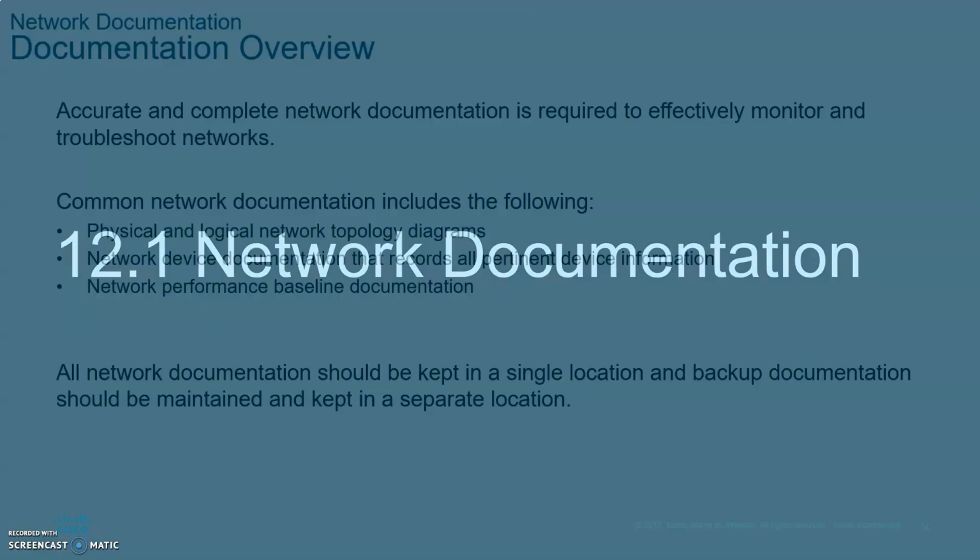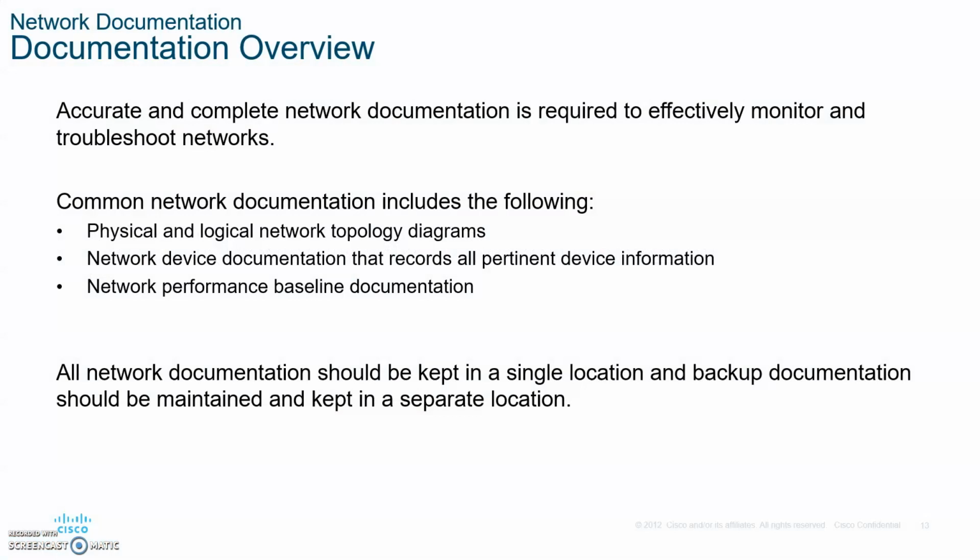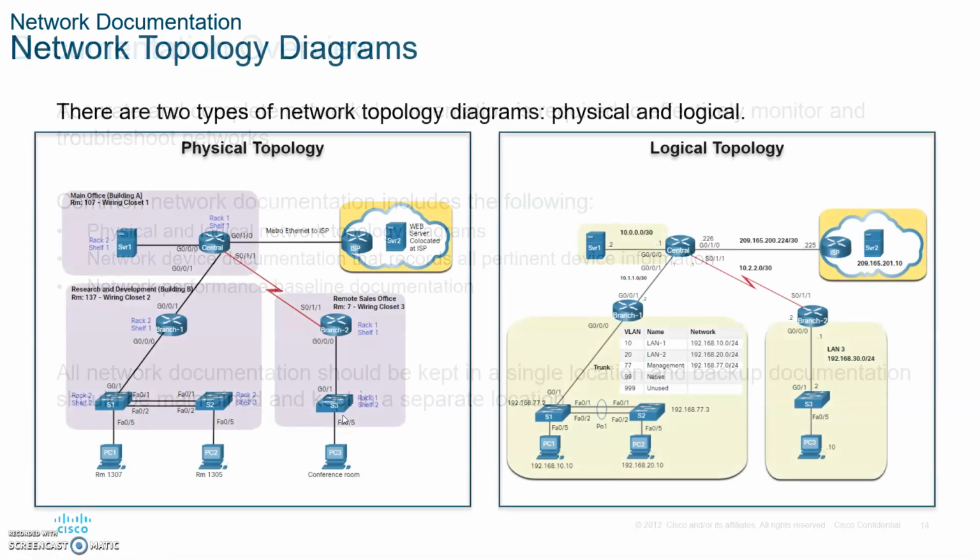So we're going to start with network documentation. When it comes to network documentation, the common network documentation you should include is, please write these 3 bullet points down: physical and logical network topology diagrams, network device documentation that records all pertinent device information, and network performance baseline documentation. This is very important. All network documentation should be kept in a single location, and the backup should be somewhere else, right? So write all of that information down.